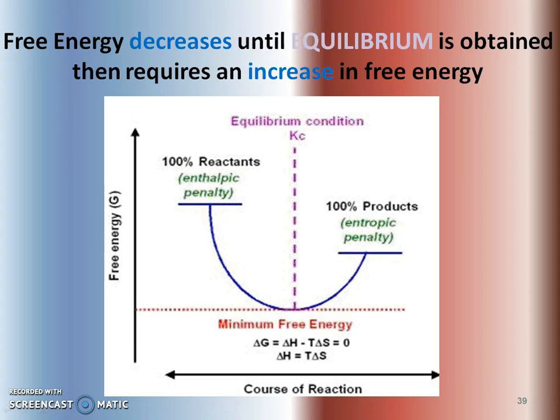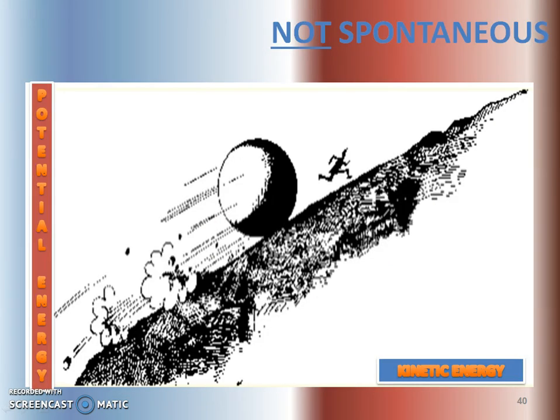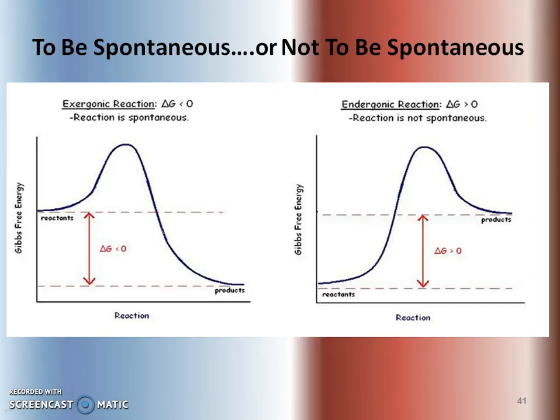And then here we have free energy decreases until equilibrium is obtained. But then it's going to require an increase in free energy. So again, here's our reactants and here's our products, but they're now showing you the amount of energy that is needed for that equilibrium and to get back over. So it's kind of the opposite of a reaction diagram. And of course, this would be not spontaneous. That ball's never going to roll up the hill without having any kind of energy pushing it up.